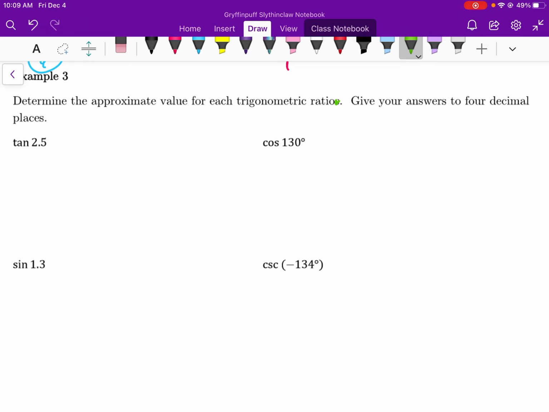So people have asked me, when do I use radian mode? Well, you use radian mode whenever you're going to use angles, specifically when you're finding the ratios of angles or you're trying to find angles with specific ratios. So let's go on to the first question.